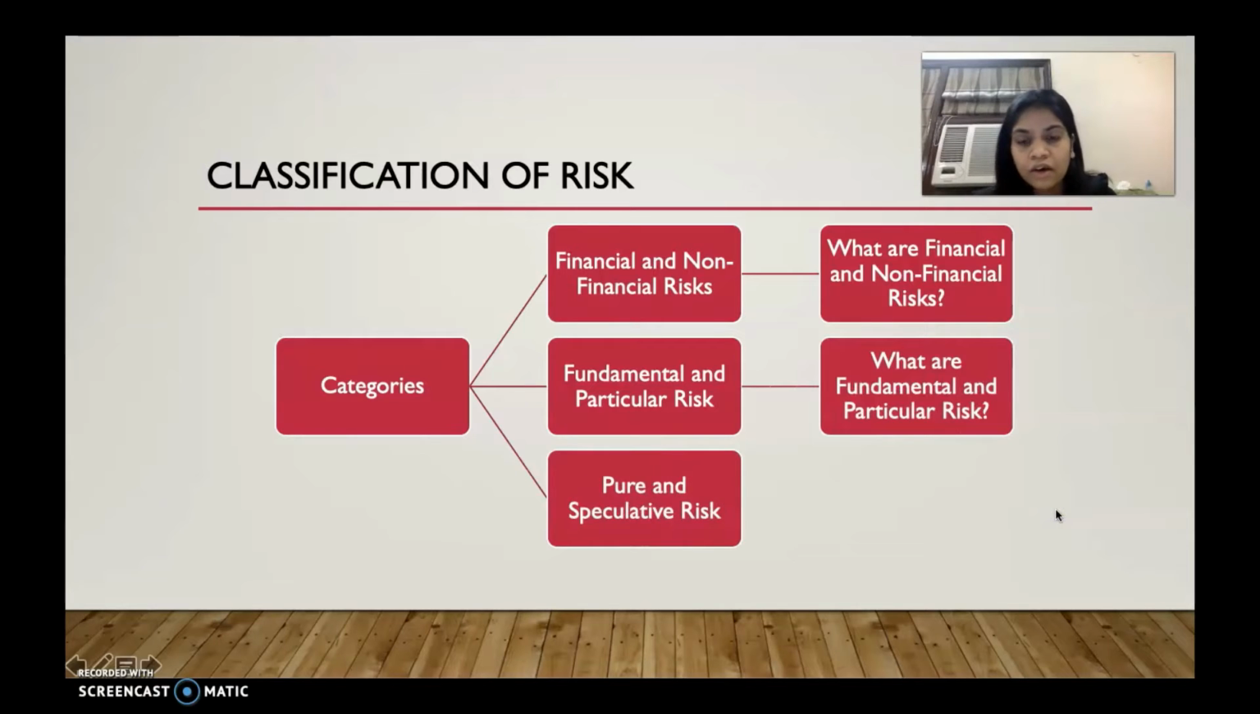The third and the last category is speculative risk. Speculative risks are those risks where there is a possibility of gain. The risk is taken with the intent to make a profit, but the outcome may or may not be favorable. The most common type of speculative risk is investing in the stock market. So basically, these are the three subheads of the classification of risk.